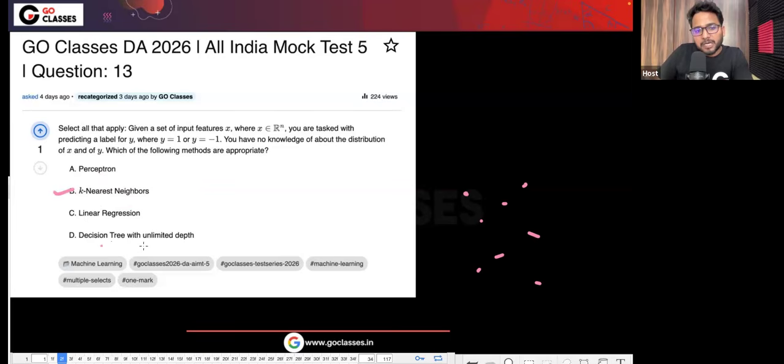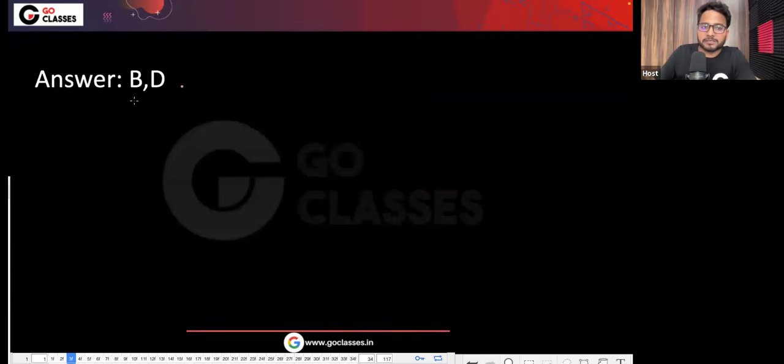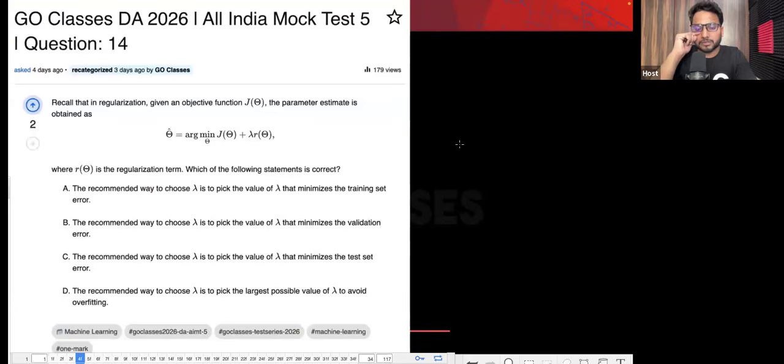And decision tree with unlimited depth. Unlimited depth means that you are not particular that you will be using till depth 2 or till depth 3. It is up to you till what depth you want to use, right? So basically, decision tree is also a good choice. Perceptron and linear regression won't be good choices because of the linear boundary. So that's why B and D are the correct answers here. Okay. Now let's go to the next question.